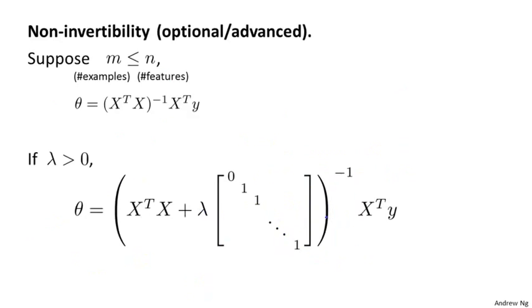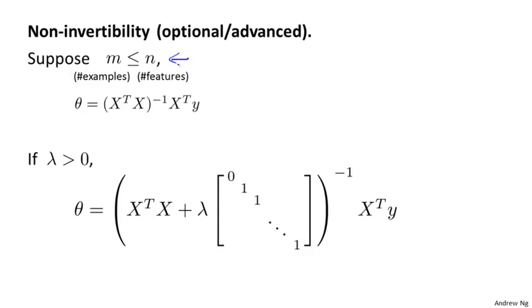So finally, I want to just quickly describe the issue of non-invertibility. This is relatively advanced material, so you should consider this as optional, and feel free to skip it, or if you listen to it and parts of it don't really make sense, don't worry about it either. But earlier when I talked about the normal equation method, we also had an optional video on the non-invertibility issue. So this is another optional part that's sort of an add-on to that earlier optional video on non-invertibility.